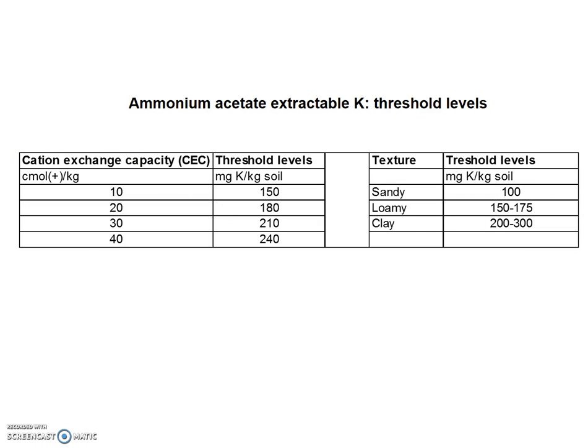For potassium, the most common test is the ammonium acetate extraction, and this table shows the threshold levels as a function of the cation exchange capacity of the soil, or depending on the texture, having a value of 100 milligrams of potassium per kilogram of soil in sandy soils, up to between 200 and 300 milligrams of potassium per kilogram of soil for clay soils.